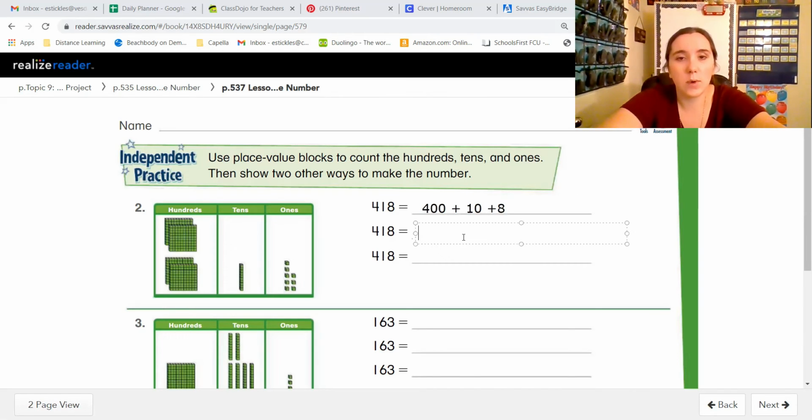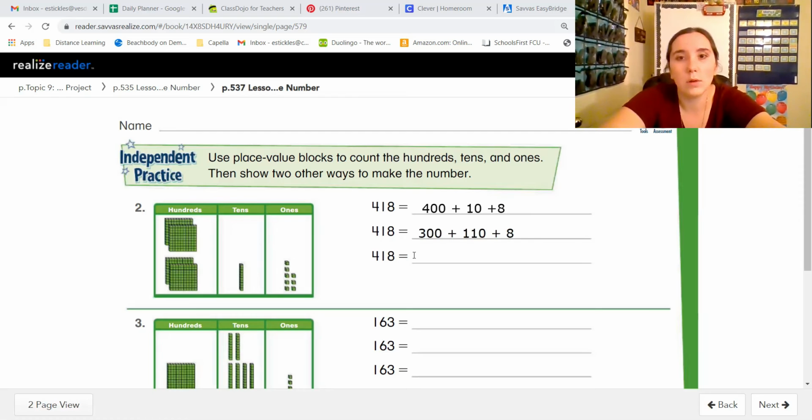Now I'm going to think of another way I could do it. Let's say I took one of my hundreds flats and turned it into 10 tens. So now I wouldn't have 400, I would have 300, plus 10 plus the other 10 tens, and 1 plus 10 is 11, so I would have 11 tens, which is the same as 110, plus my ones, which would still be 8. So 418 is the same as 300 plus 110 plus 8.